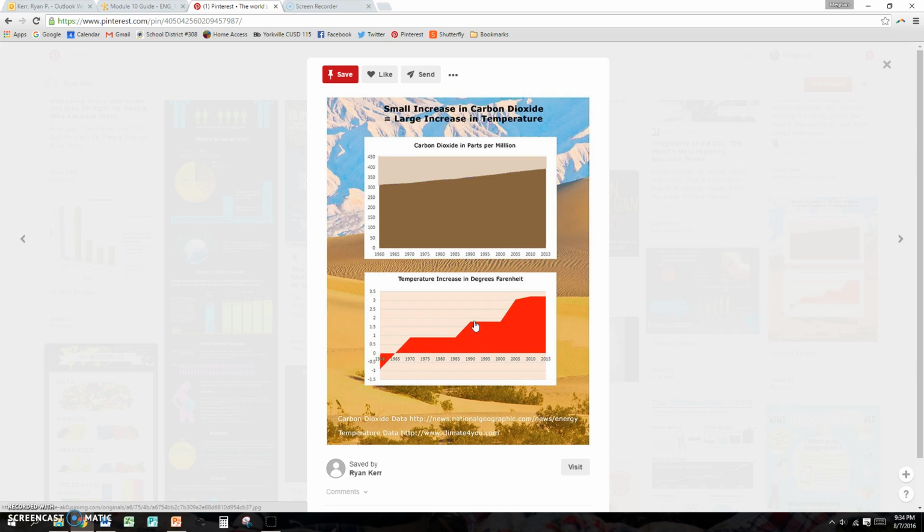And as he's showing the graph growing so rapidly, it's showing that even this little increase has a major impact on the temperature, really trying to show that climate change is a serious issue. That's what his argument was all about.